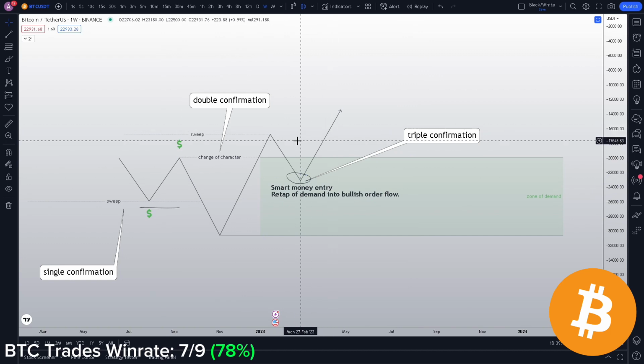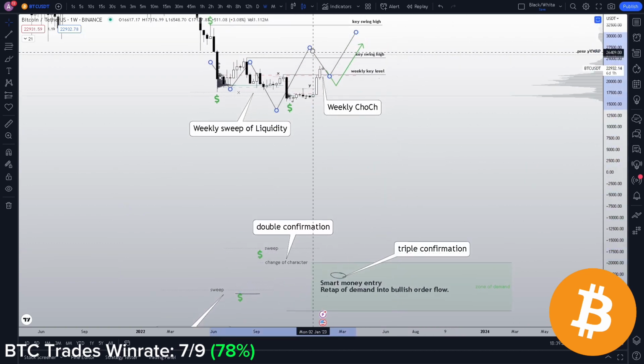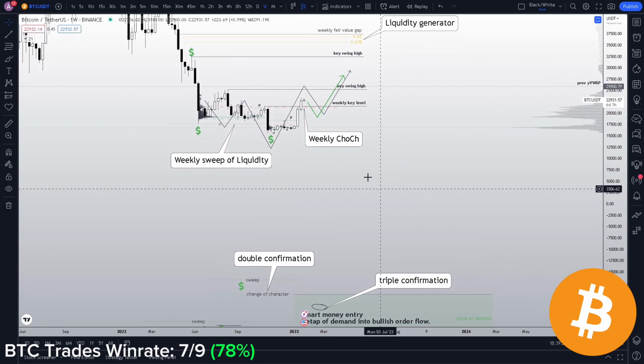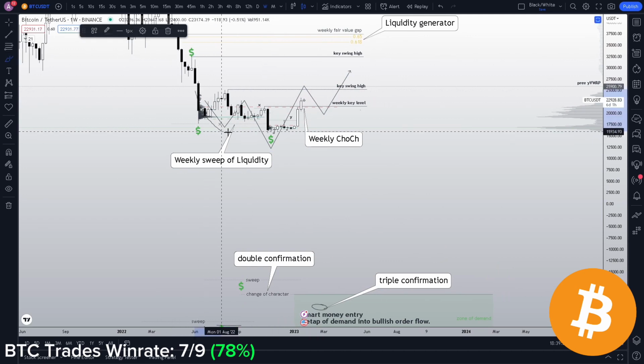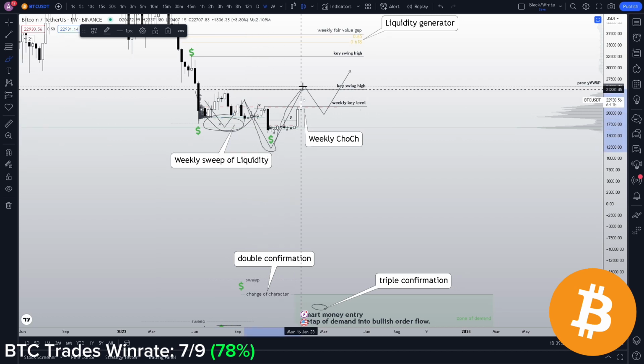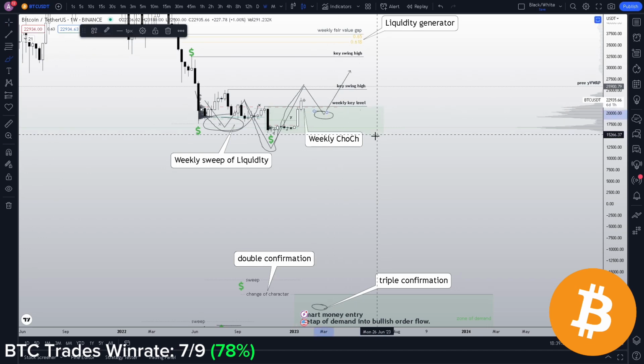So now if we take this sort of price movement and move it up here, you can see that this is exactly what is playing out. So we've had our buildup of liquidity here, a lot of bottoming indicators. We've had our sweep from market makers, and now we've had our change of character. What happens here is that we have our new zone of demand in this area right here, and we are waiting for smart money entry somewhere in this zone of demand.